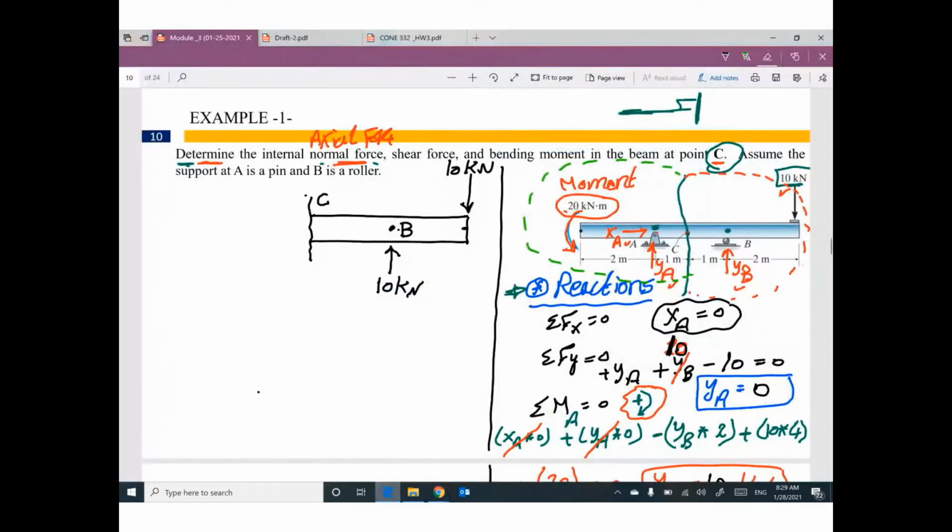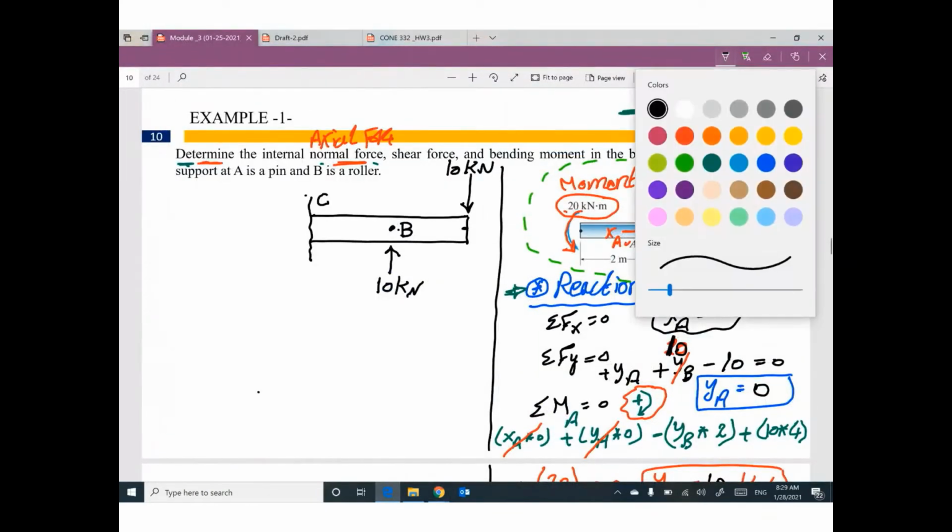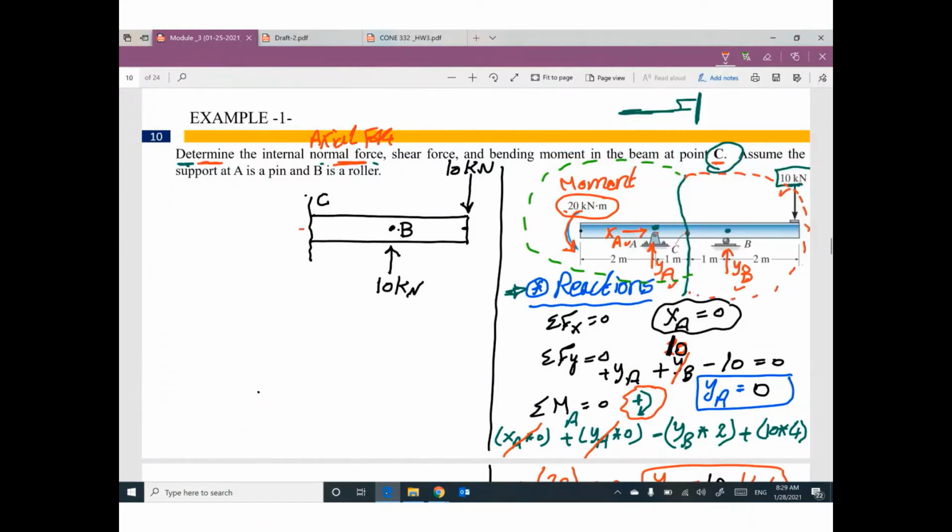Okay. At the cut point, we have normal force parallel to the beam. We have shear perpendicular to the beam, and we have moment. The question is, how can I assume this direction? I will assume this axial force or this horizontal force like this. Do you know why?